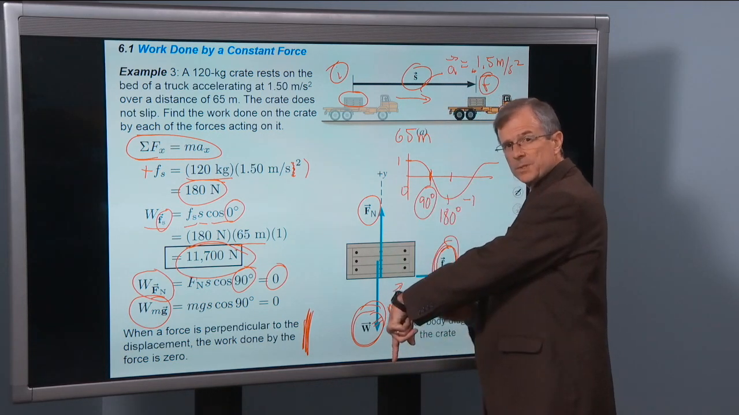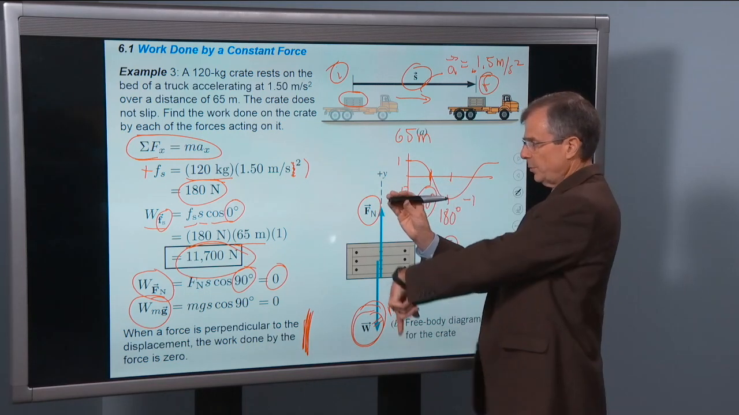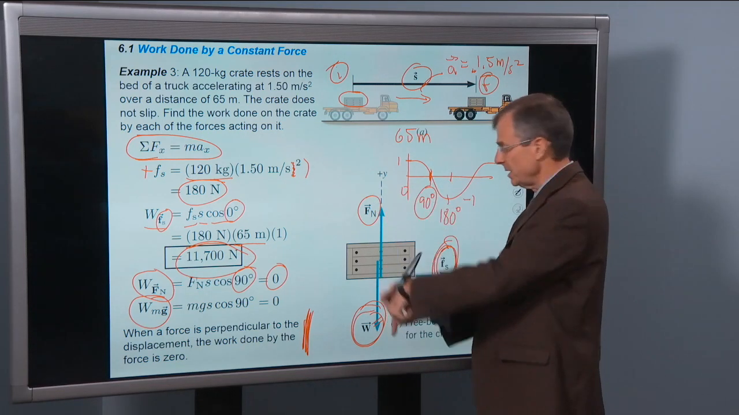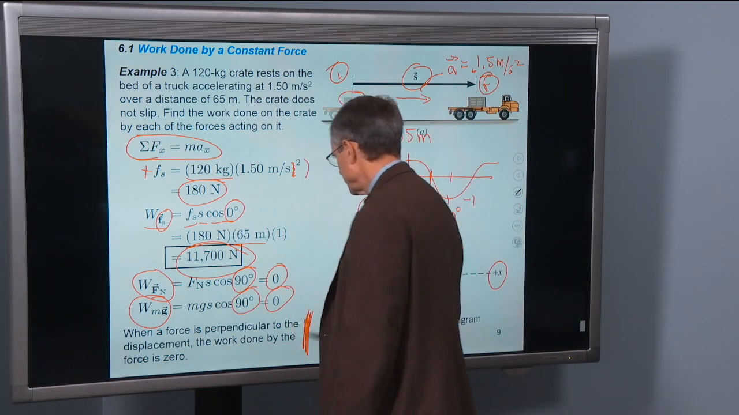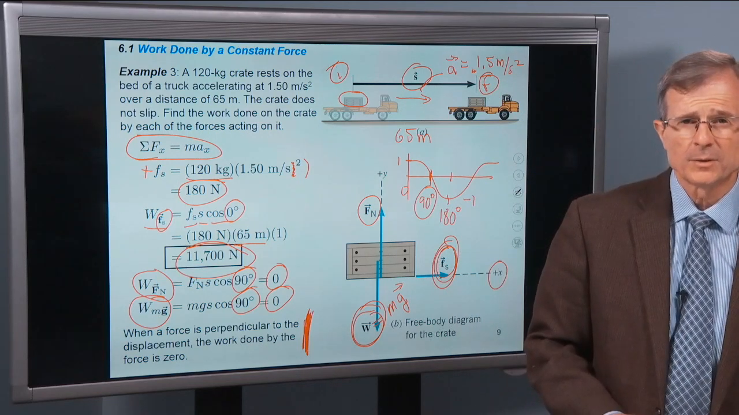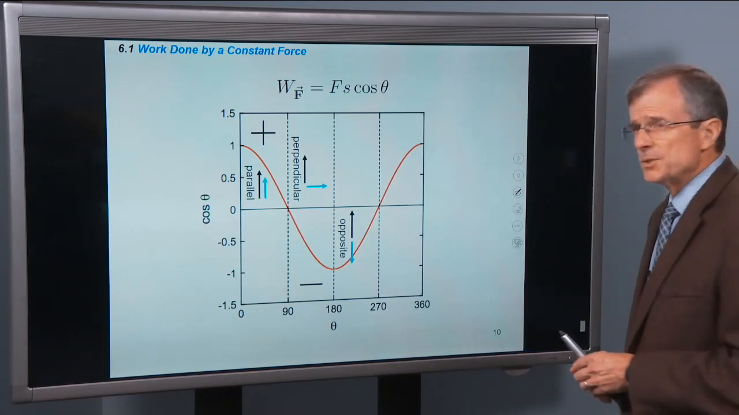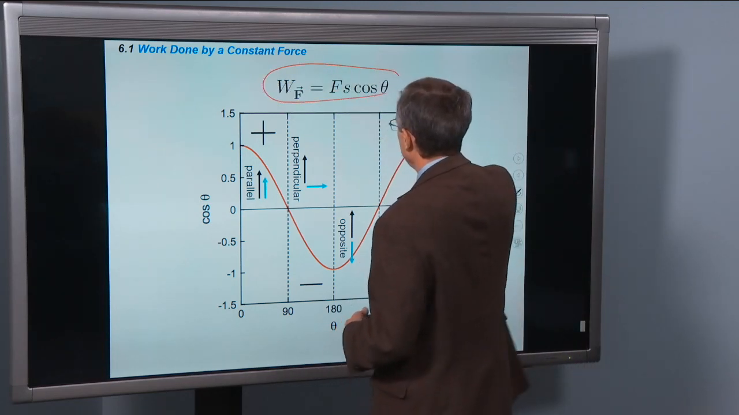That's the force. The displacement's to the right. What's the angle between them? Well, force, displacement, the angle is 90 degrees, and so we again get 0, which follows the same rule here, because that force is perpendicular to the displacement. So to kind of summarize, this is the definition of work for a general force.